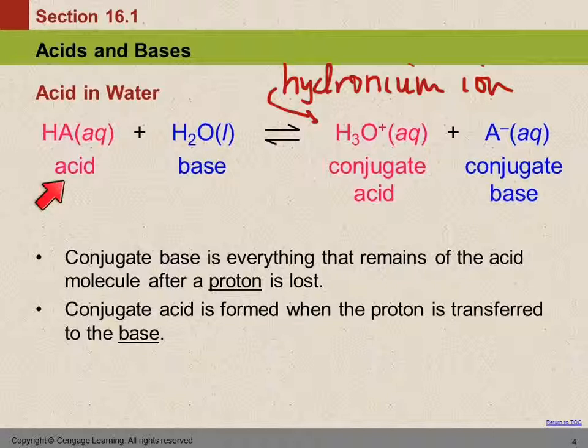So this is an acid, and we say that this is its conjugate base because these two are related. The difference between these two is that this is missing the hydrogen ion. And this is a base, and this is the conjugate acid. The difference between them is just a hydrogen ion. So the conjugate base is everything that remains of the acid molecule after that proton, the hydrogen ion, is taken off. And the conjugate acid is what is formed when the proton is transferred to the base.